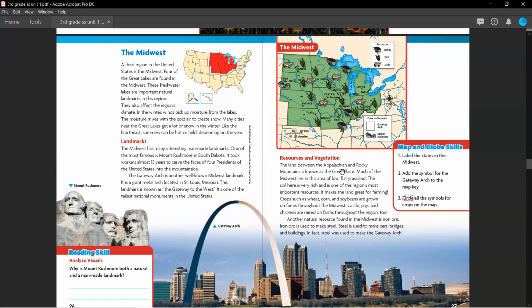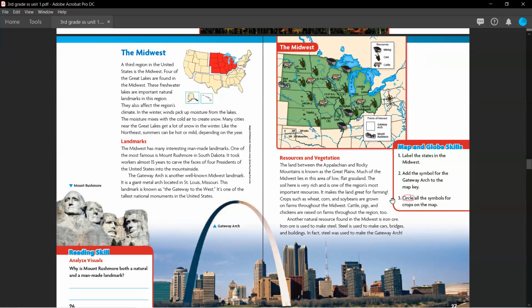Resources and vegetation. The land between the Appalachian and Rocky Mountains is known as the Great Plains. Much of the Midwest lies in this area of low, flat grassland. The soil here is very rich and one of the region's most important resources. It makes the land great for farming. Crops such as wheat, corn, and soybeans are grown on farms throughout the Midwest. Cattle, pigs, and chickens are raised on farms throughout the region too.